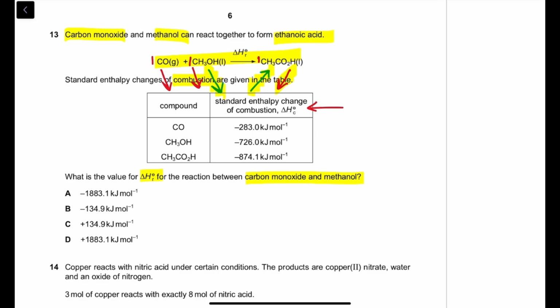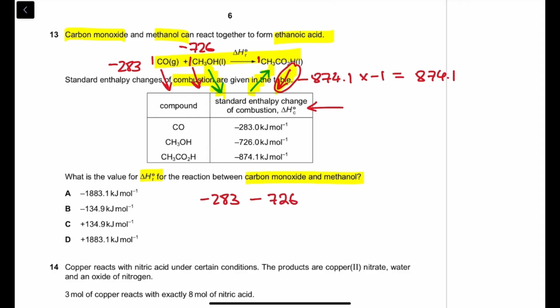So really what's going on is it's negative 283 facing downwards, negative 726 facing downwards, and negative 874.1 facing downwards. We would add them all together, but this one is facing the opposite direction, so really we're going to times this by -1, and we're going to end up with 874.1. Now we can add them all together, so negative 283 minus 726 plus 874.1, which equals negative 134.9. Therefore, our answer is B.